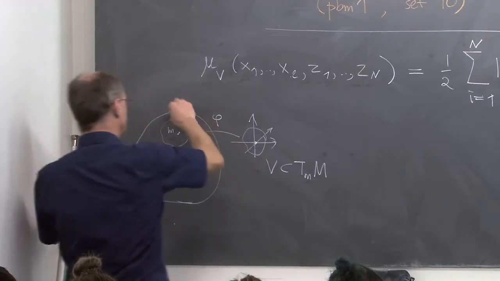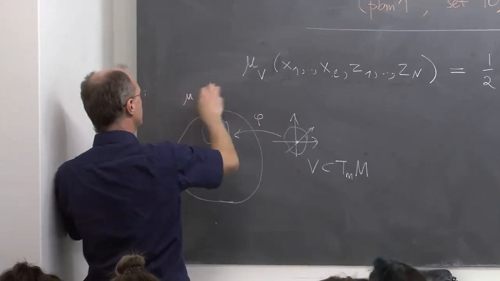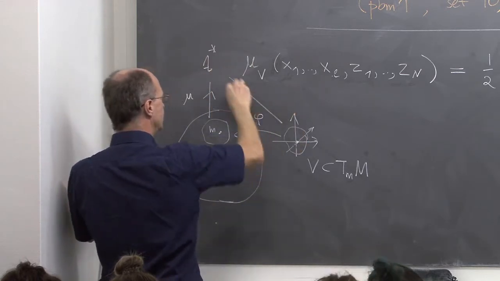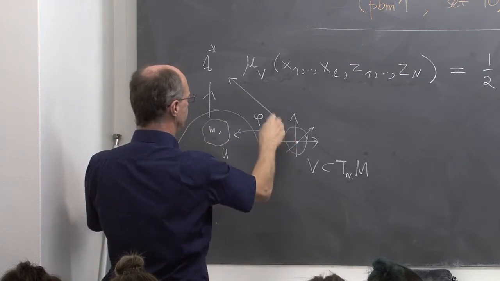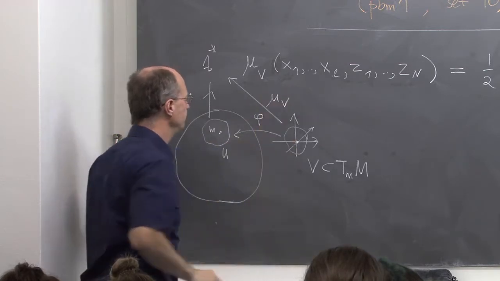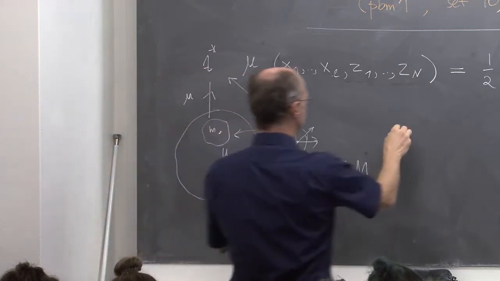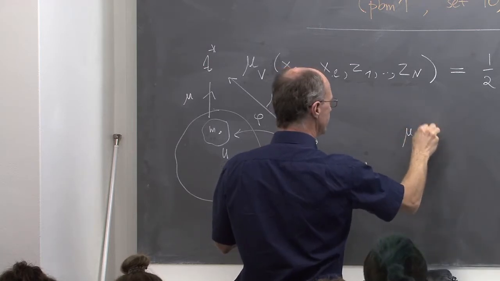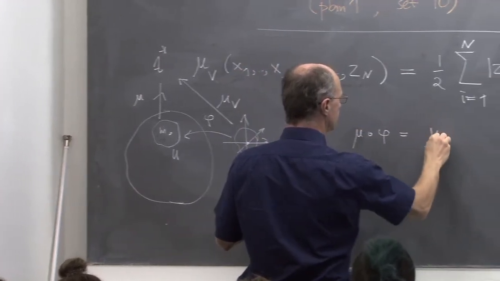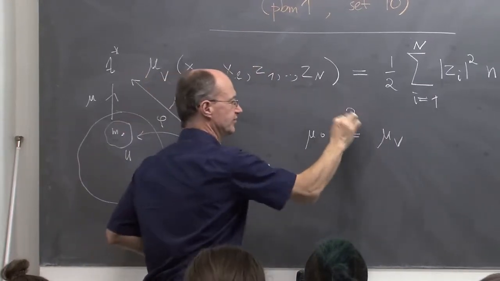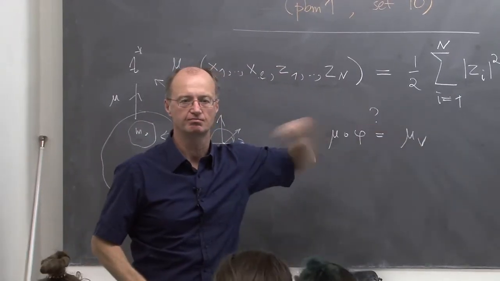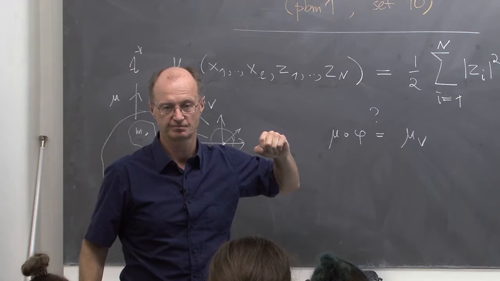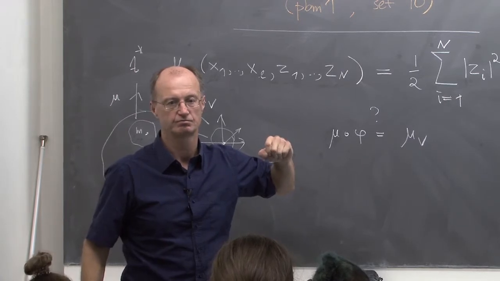So what happens? From here we have the moment map mu mapping us to T star. From here we have a moment map mu_V. And the question is, is it true that mu composed with phi equals mu_V? So what do you think? Or should we add some constant? And if yes, which constant? You just compute the difference.